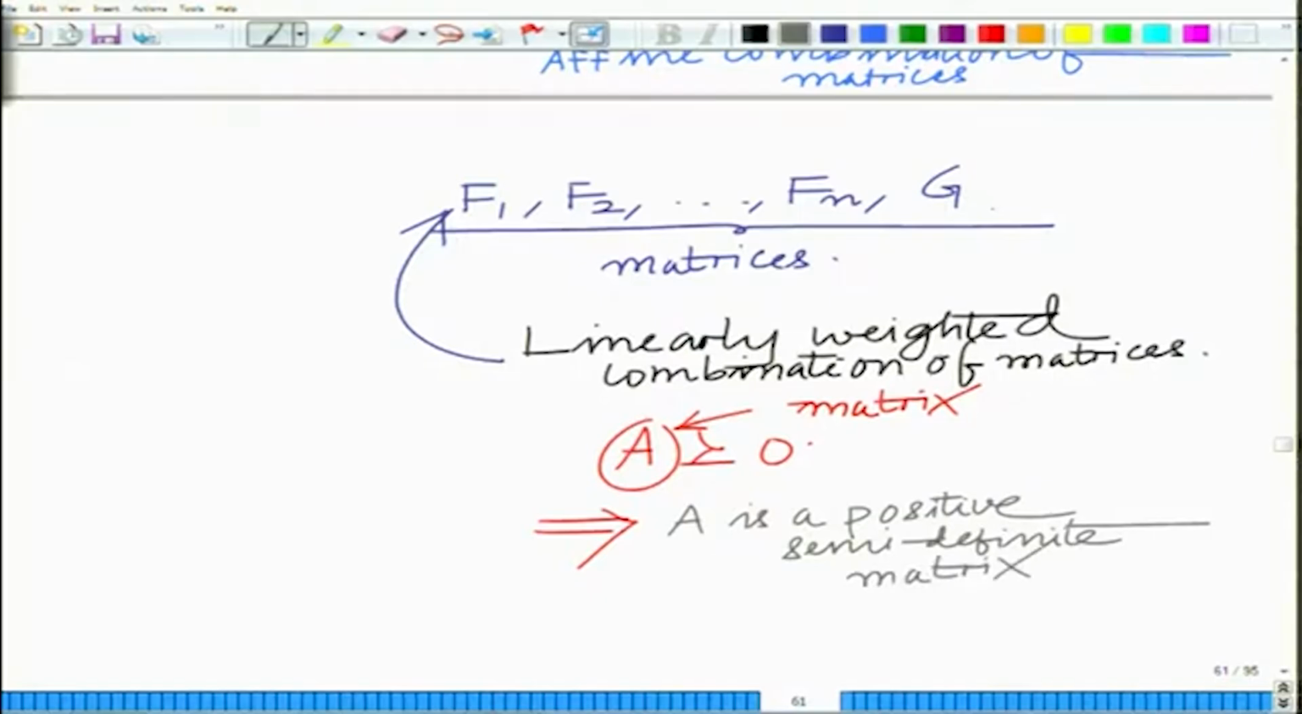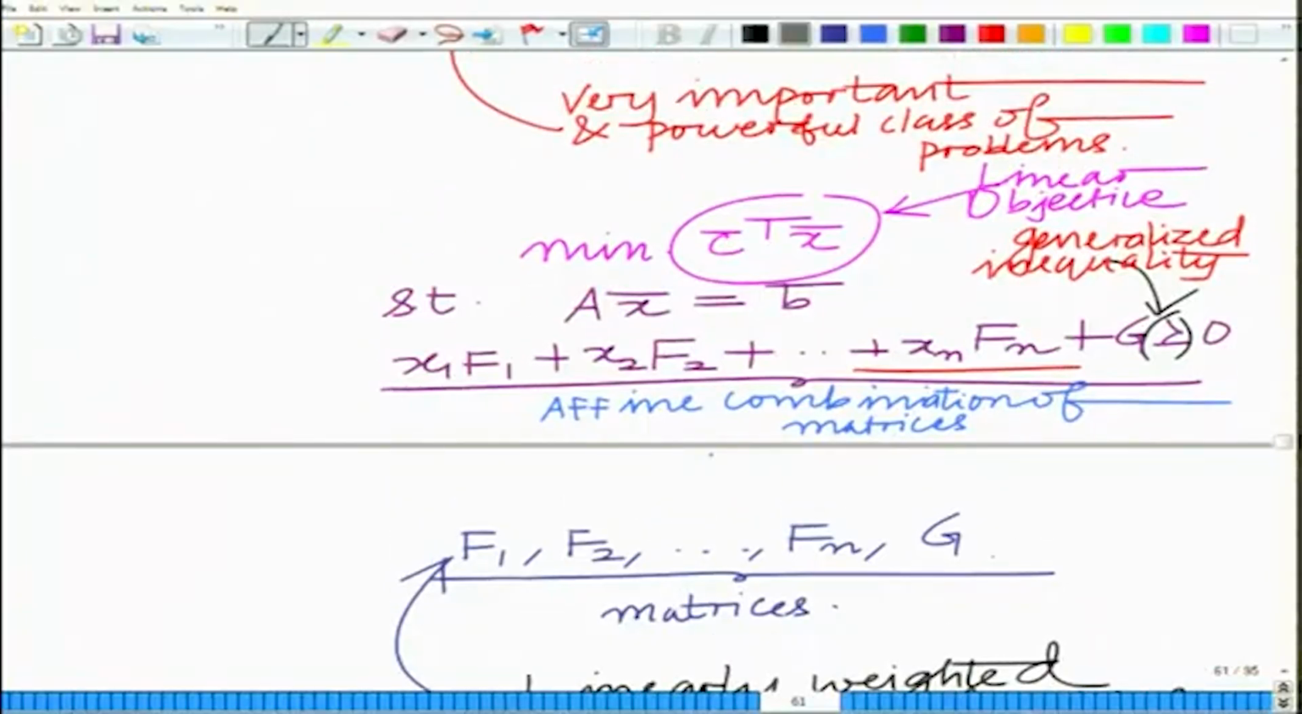Which in itself is interesting, because now we are defining an ordering or an inequality on the set of matrices, which is rather unusual because typically you cannot compare two matrices. So, this generalized inequality basically specifies that the matrix A has to be positive semi definite. So, in this optimization problem, the first constraint is an equality constraint, the second is a generalized inequality.